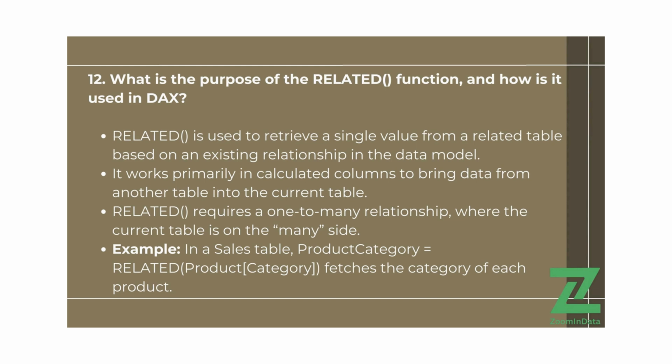Here's an example of how the RELATED function works in Power BI. Imagine a sales table that needs to display the product category for each item sold. Using a calculated column like Product Category equals RELATED of Product Category, Power BI looks up the matching product in the product table and brings back its category.